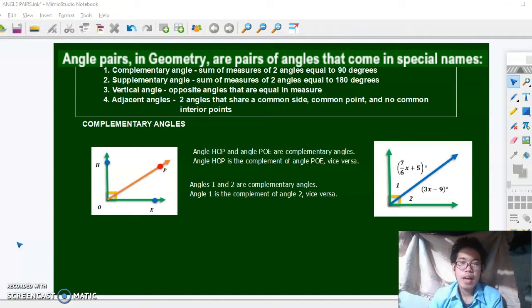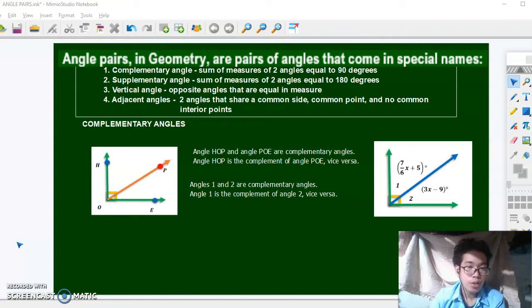So we have here two illustrations of complementary angles. The first one on the left side, we have angle HOE or angle EOH. Inside of angle HOE, we have two angles, angle HOP and angle POE. Those two angles are complementary angles, and angle HOP is the complement of angle POE and vice versa.